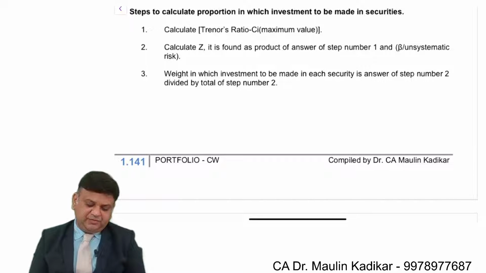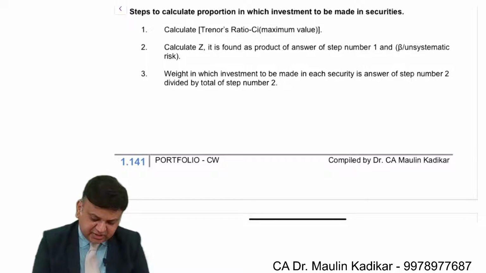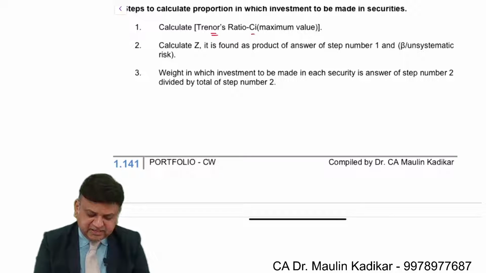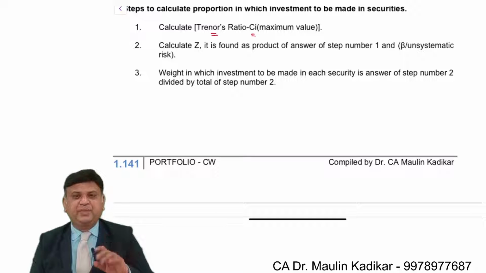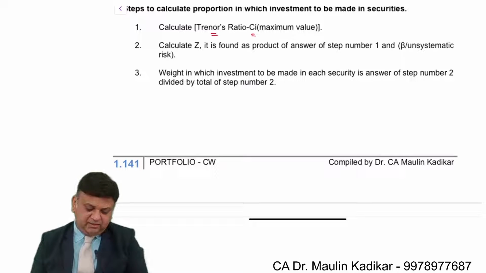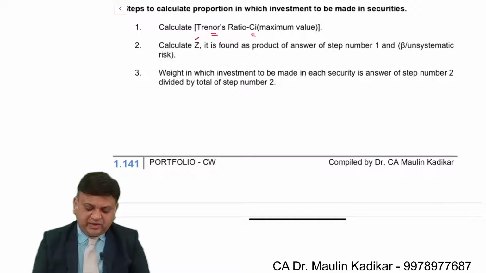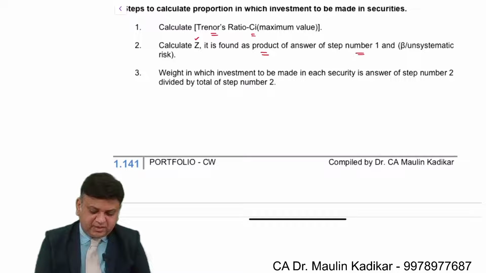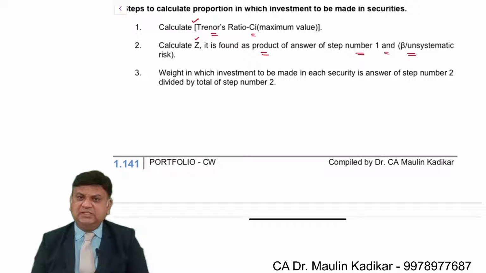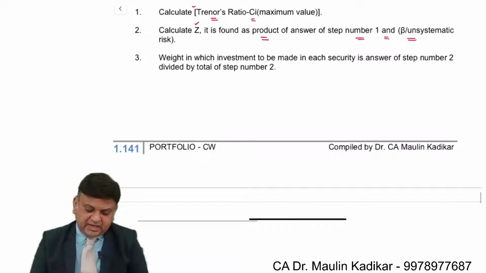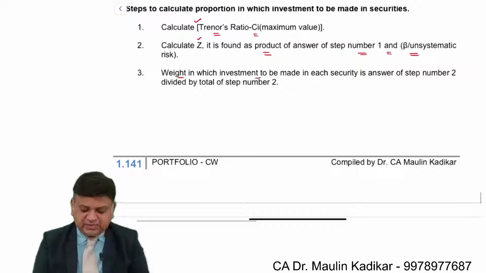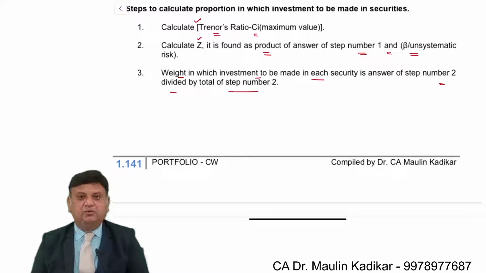We will make the calculation of the value for Treynor's ratio minus CI, that is maximum value. In our example, I think it is 8.29. Then we will compute the value of the Z. How Z is calculated? It is found as a product of answer in step number 1 multiplied with beta divided by unsystematic risk. That is the way it will be calculated. And then the weight in the investment to be made in each security is answer of the step number 2 divided by the total of step number 2.